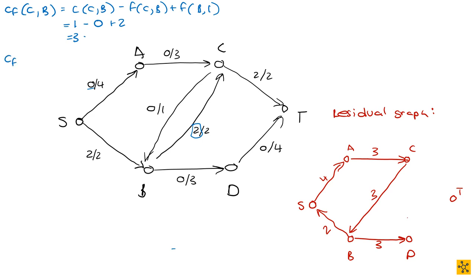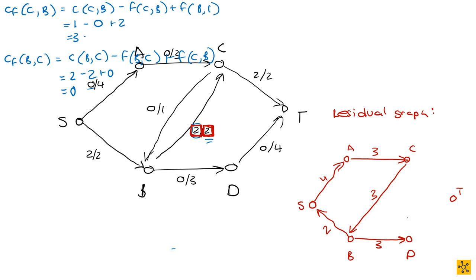Okay, so let's also work out our residual capacity from B to C. So we're going to have our capacity from B to C minus our flow from B to C plus our flow from C to B. Okay, so if you go ahead and work that out, we are going to have the capacity is 2, minus the flow is also 2, plus the flow from C to B, which is 0. So we end up with a capacity of 0. And that makes sense in that direction because technically, the flow has already cancelled out with the capacity. So we really have a maximum flow occurring there. So we shouldn't really have any residual capacity left over in that direction.